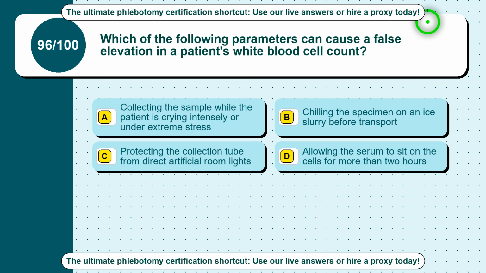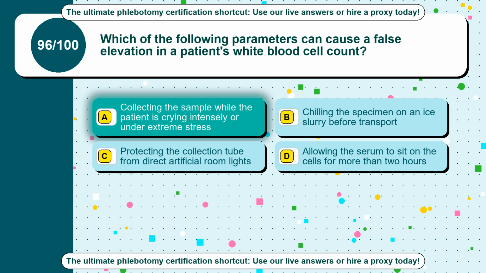Question 96. Which of the following parameters can cause a false elevation in a patient's white blood cell count? Option A, collecting the sample while the patient is crying intensely or under extreme stress. Option B, chilling the specimen on an ice slurry before transport. Option C, protecting the collection tube from direct artificial room lights. Option D, allowing the serum to sit on the cells for more than 2 hours.